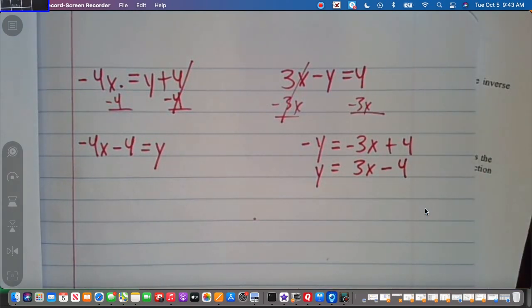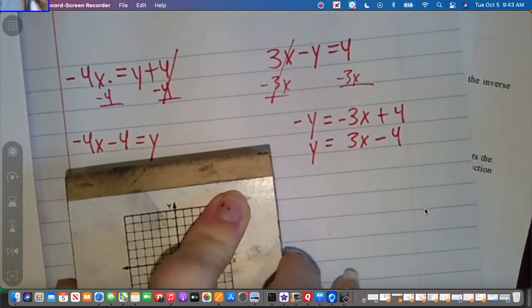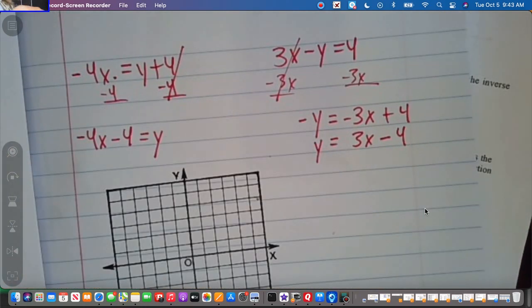Now I have my 2 equations. If it's like this on your study guide, it's like this on your test. Do you see how they already have a graph there for you? So you'll have one on your test. Sorry. Okay, let me graph them.